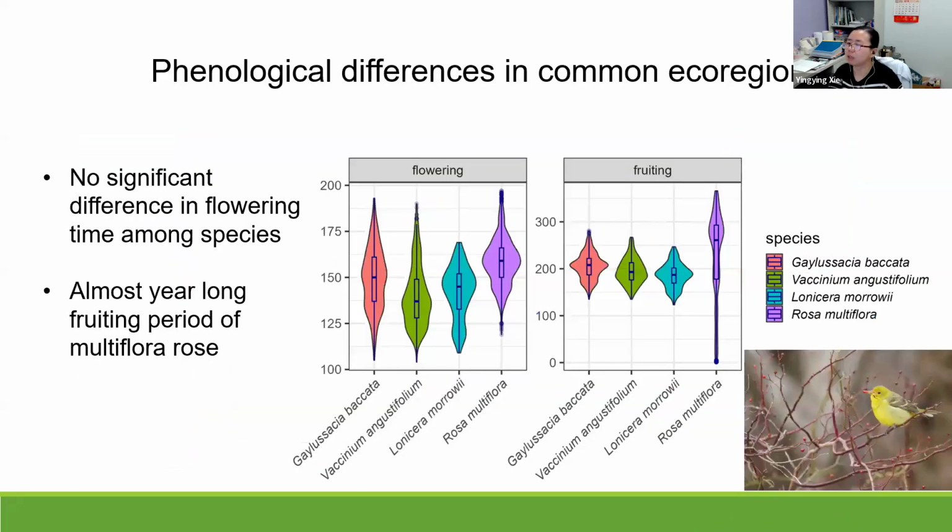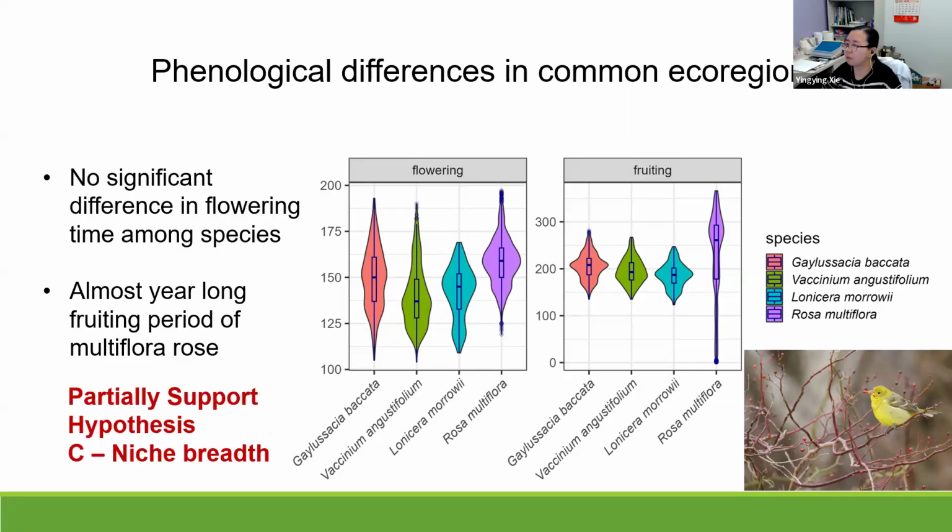Using that information, we're able to compare the phenology first. Here we are looking at flowering time and fruiting time across the 4 species within the ecoregions where all 4 species occurred. We didn't find a significant difference in flowering time, although low bush blueberry has an earlier flowering time than the other species. Generally, we didn't find any evidence supporting a priority effect, which matches what we found from the ground observation.